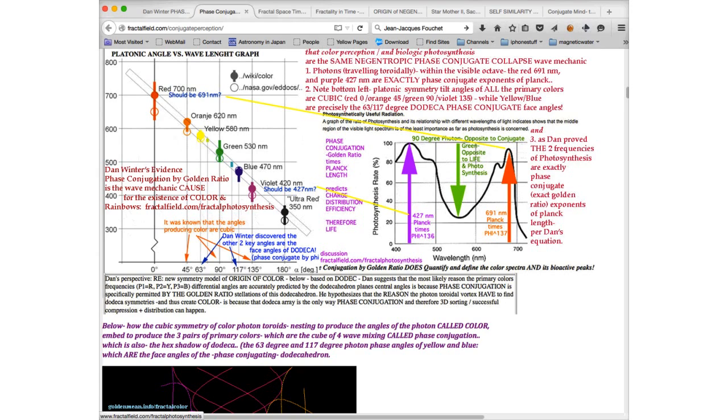Okay, my humble opinion. So also now there's a more advanced conversation here saying that phase conjugation is the cause of the existence of color.